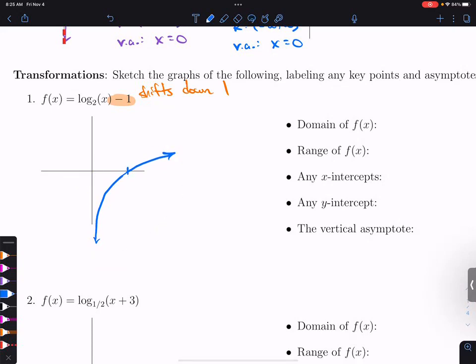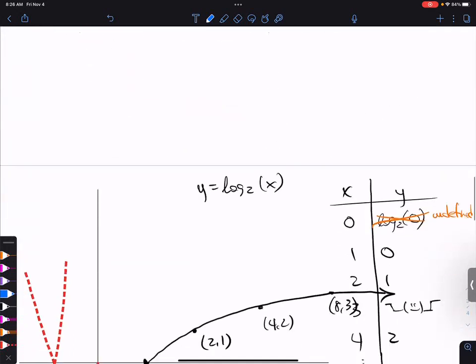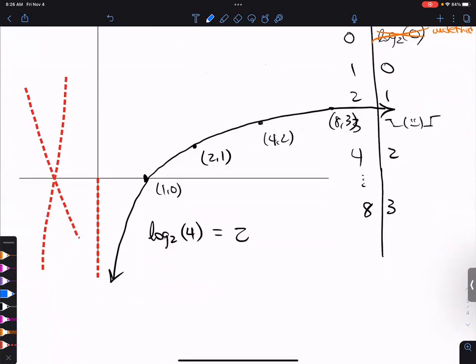So now instead of crossing the x-axis at 1, go back to my other graph I already drew. If everything got shifted down 1, right? So take 1 away from all the y coordinates, this would be (1, -1), (2, 0), (4, 1), right? Just push the whole thing down 1.